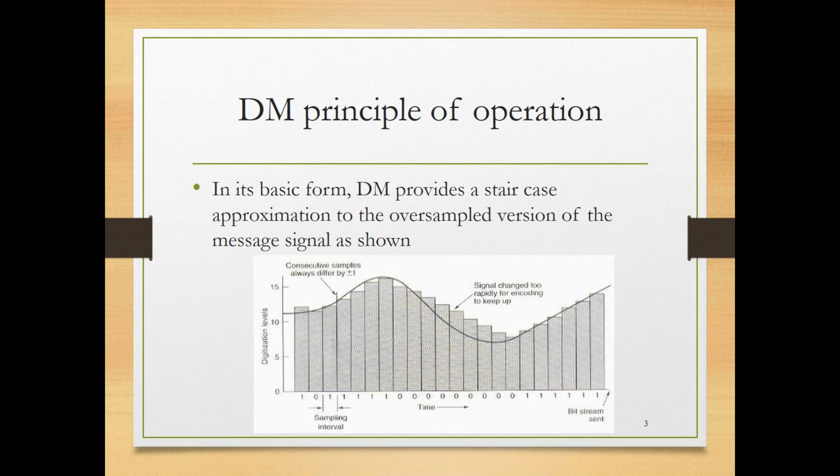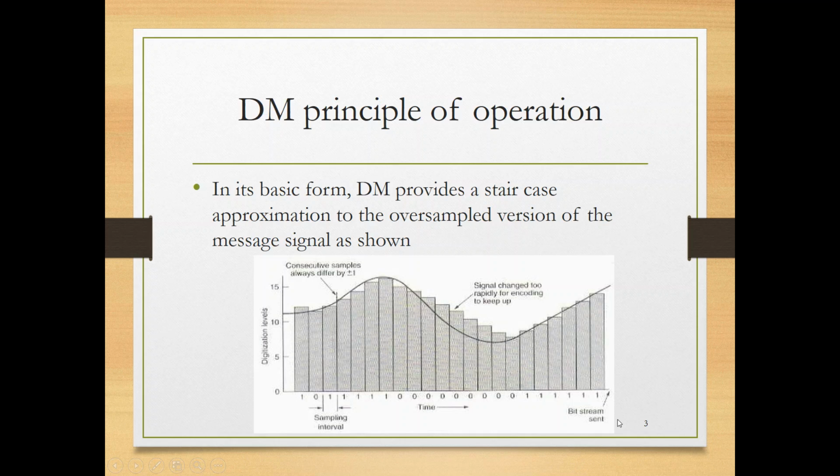So in its basic form, delta modulation provides a staircase approximation to the oversampled version of the message signal, as shown below. Here you have the analog signal that you want to transmit over your medium, and to encode this using delta modulation, the basic rule is this: if the signal is going up, you go up by delta at each input sample, and when the signal goes down, you go down by delta at each input sample. So basically you try to come up with a step function that can follow the characteristics and the variation of your input signal.